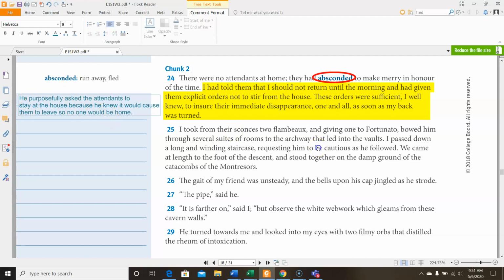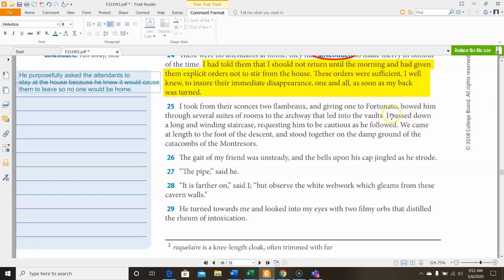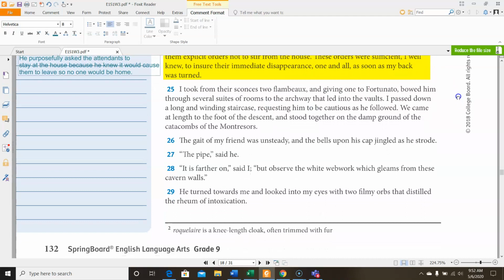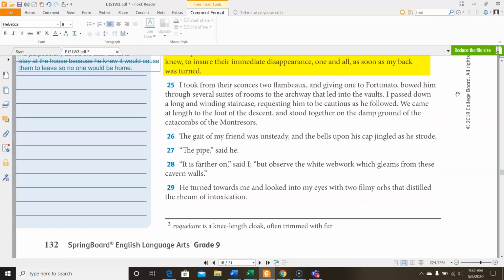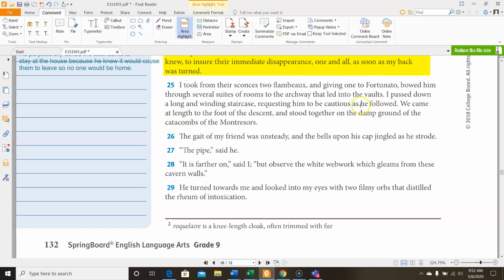I took from their sconces two flambeaux, which is torches in case you don't remember, and giving one to Fortunato, bowed him through several suites of rooms to the archway that led into the vaults. I passed down a long and winding staircase, requesting him to be cautious as he followed. We came at length to the foot of the descent and stood together on the damp ground of the catacombs of the Montresors. So here, he tells him to be careful, which is kind of ironic because he's going to kill him anyway. So they're going down into the vaults of the catacombs.